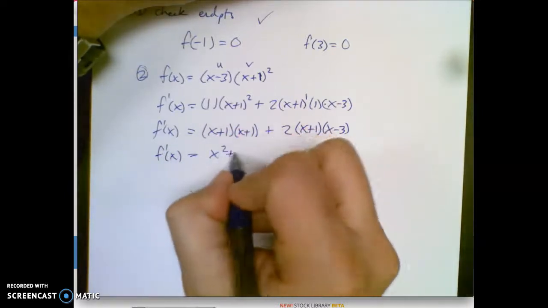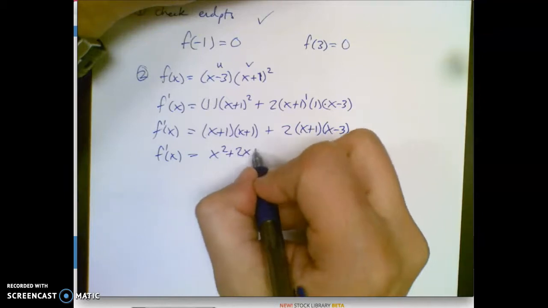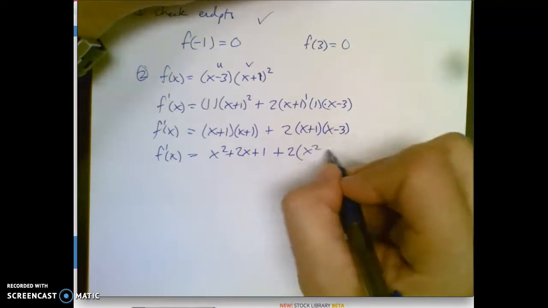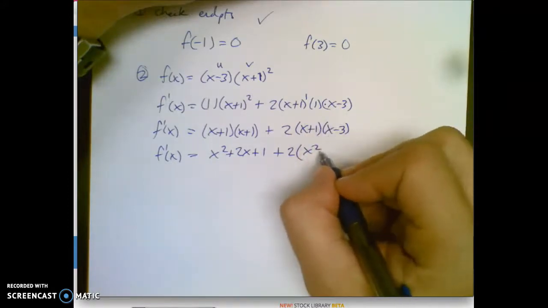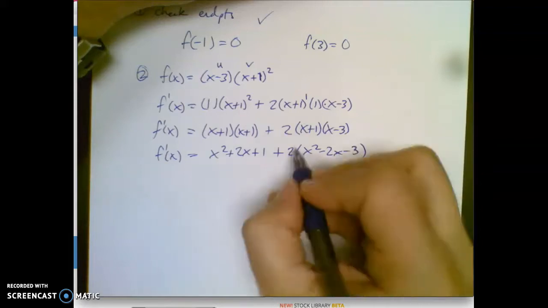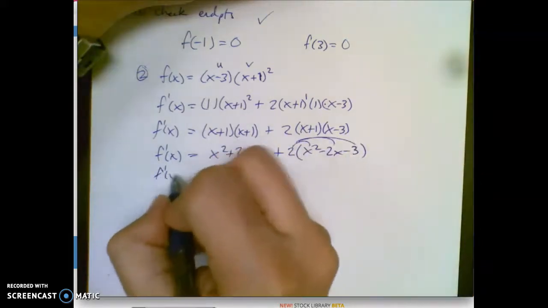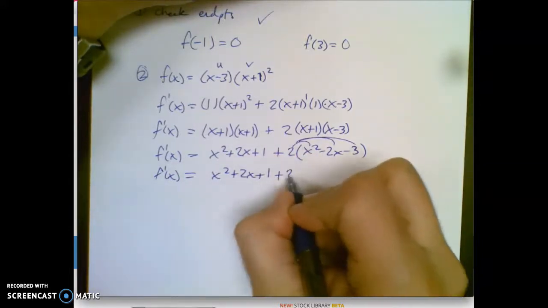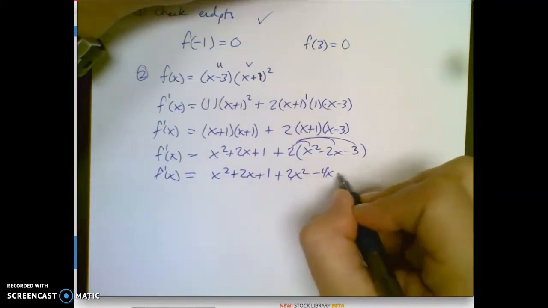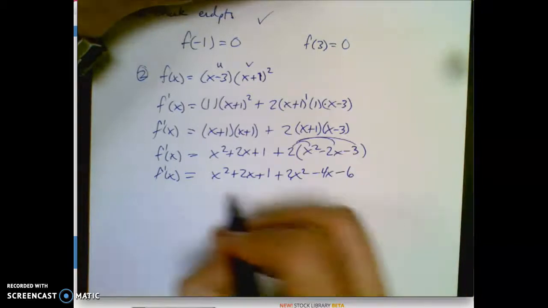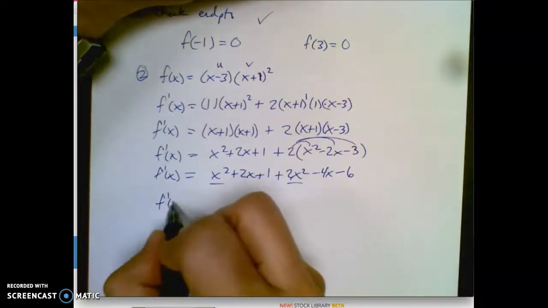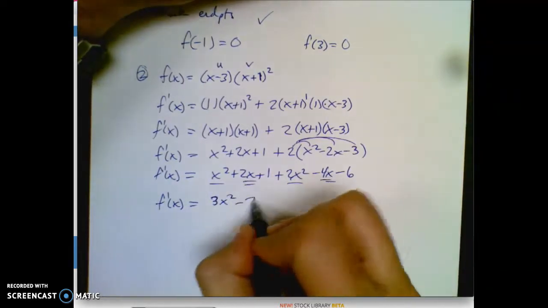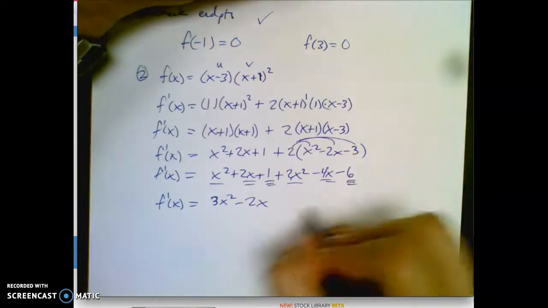We got x squared plus 2x plus 1. And this one will have one more step. I got x squared, we got a minus 3x and a plus 1x, so minus 2x minus 3. And then we're getting there. We got x squared plus 2x plus 1. And here we got 2x squared minus 4x minus 6. Finally, we're going to combine like terms and say, okay, I got 3x squared, I have negative 2x, and I have minus 5.